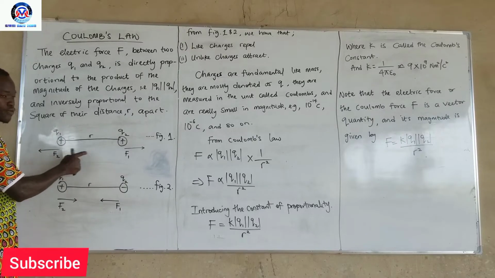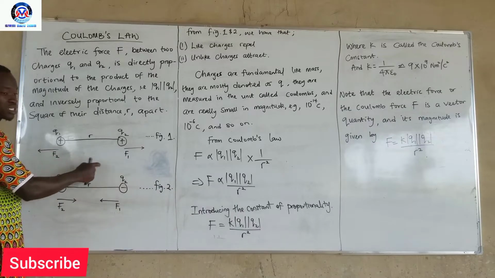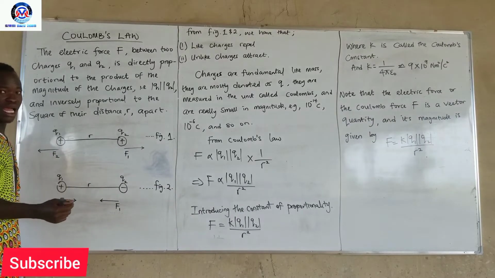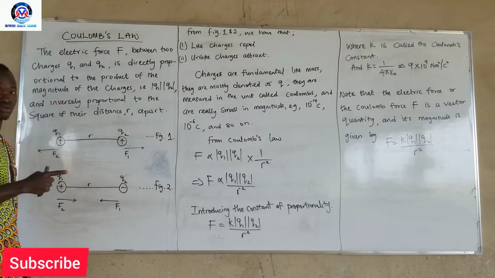Notice the direction of the two forces, F1 and F2. They are opposite in direction, but the two forces are equal in magnitude. And the magnitude of the two forces is given by Coulomb's Law.